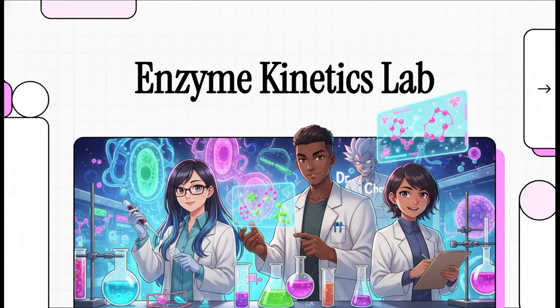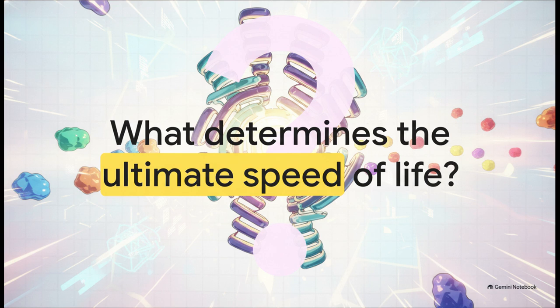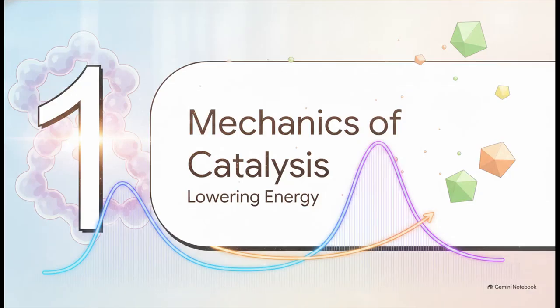operate under pressure. So what determines the ultimate speed of life? Have you ever stopped to wonder how enzymes know exactly how fast to drive our cellular reactions? Or how they adapt when they're suddenly flooded with the raw materials they need to process? Okay, let's dive into this, because the answer lies in a truly beautiful, dynamic relationship between the enzyme and its target.